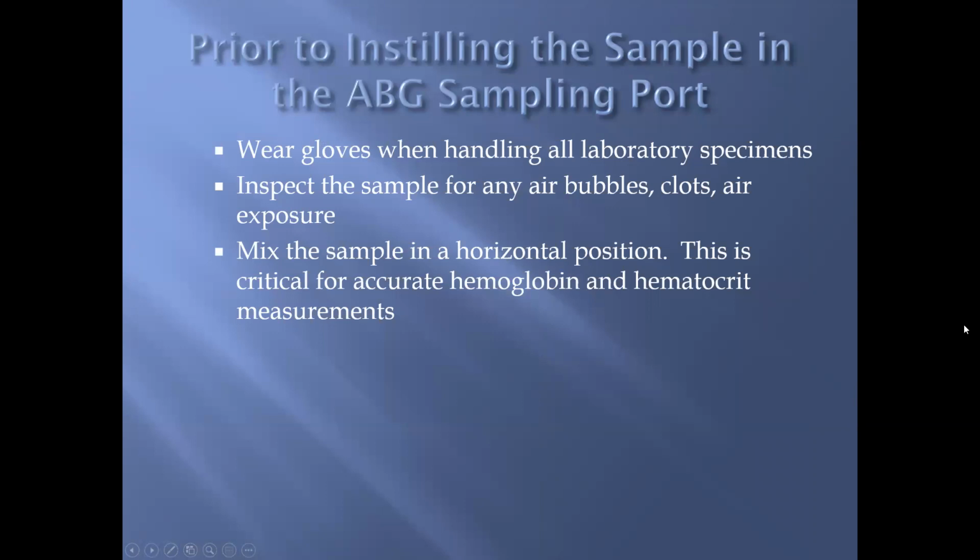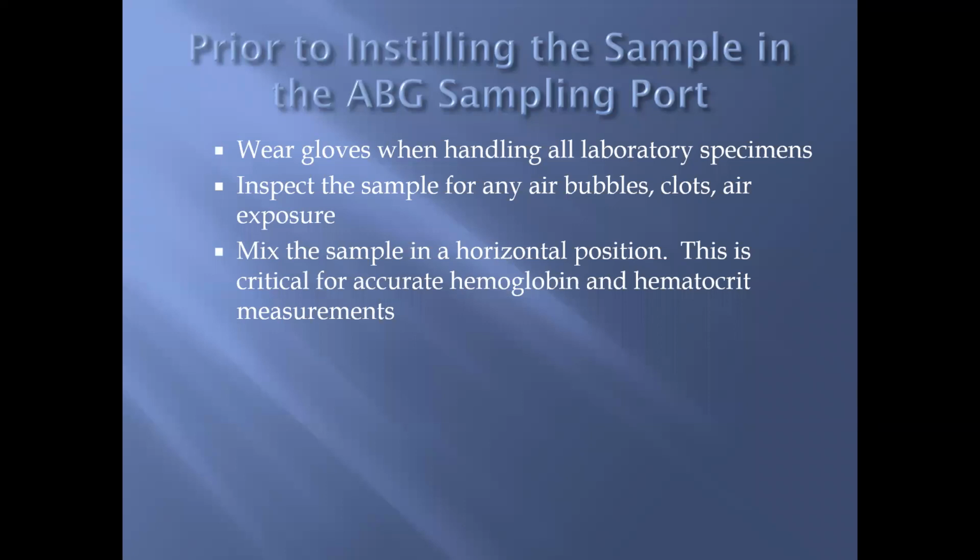Prior to instilling the sample in the blood gas sampling port, it tells you wear gloves, we know that. Make sure there's no air bubbles. Putting an air bubble into the blood gas machine messes it up, as does a clot. Mix the sample in a horizontal position. This is critical for accurate hemoglobin and hematocrit measurements.